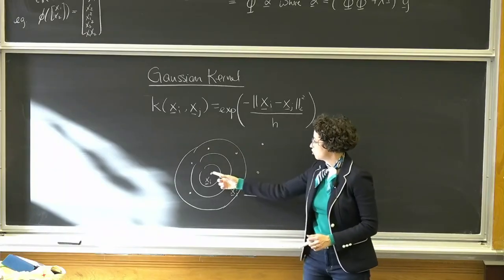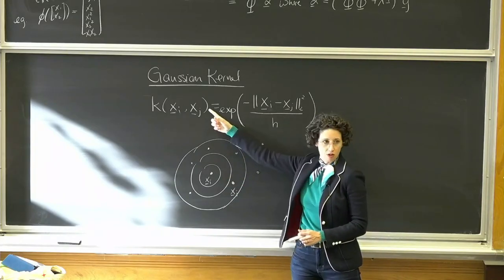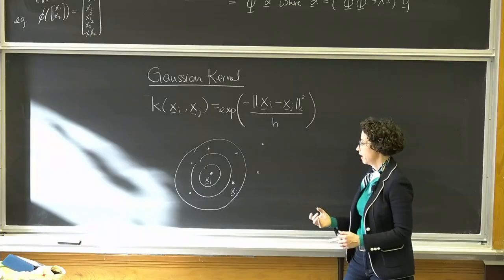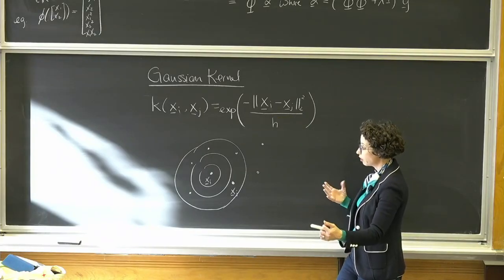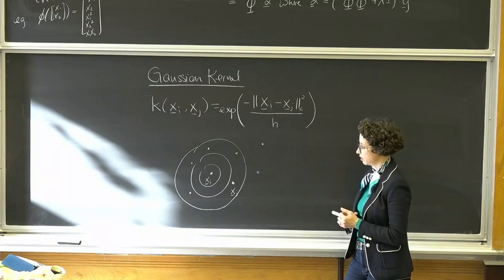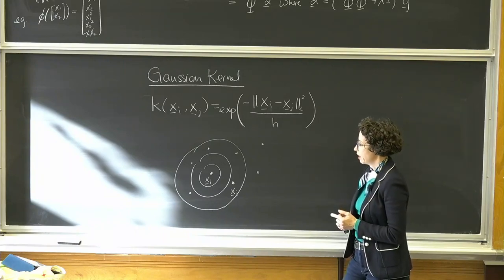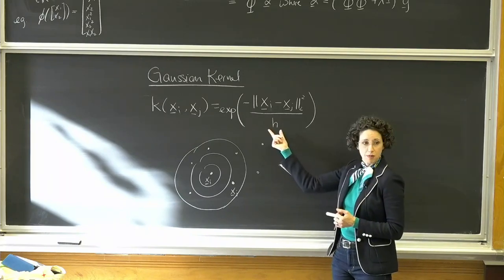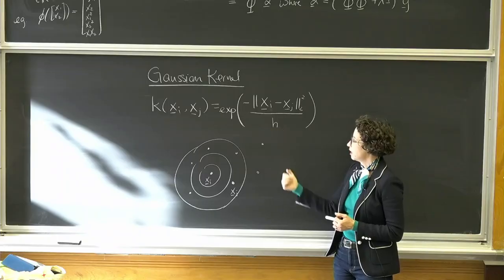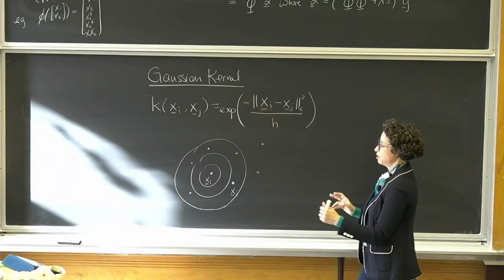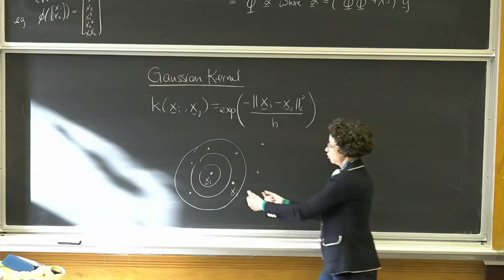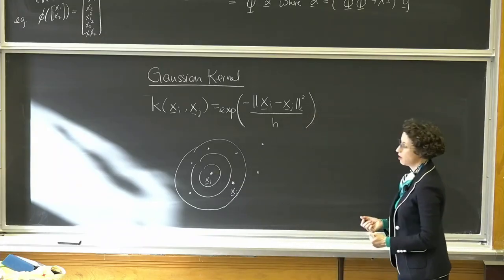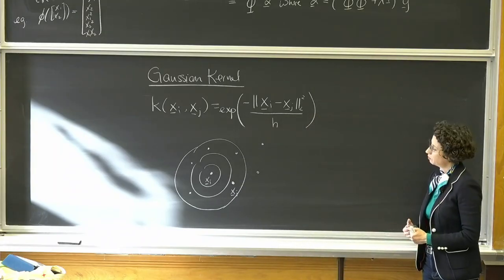So if xi and xj are closer together, then this kernel function will be larger. And if xi and xj are farther apart, this kernel function will be smaller. It'll be less similar in that sense. And this bandwidth parameter h is telling me how quickly this measure of similarity drops off, or gets small, as 2 points xi and xj get further and further apart.